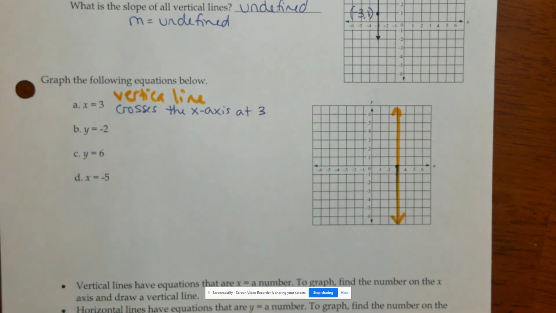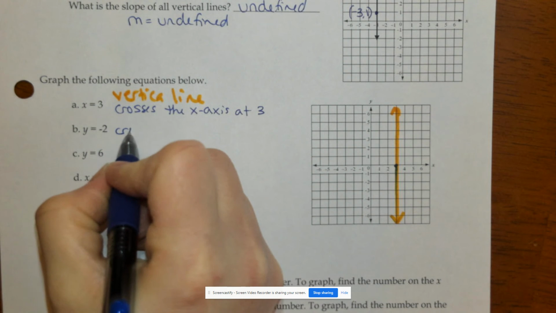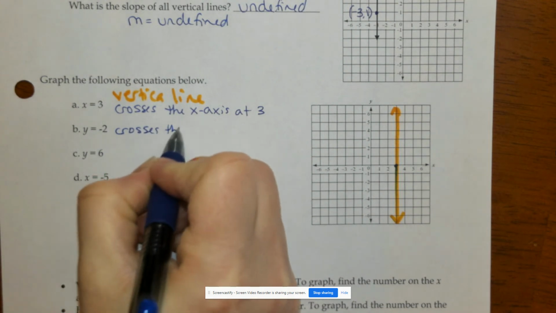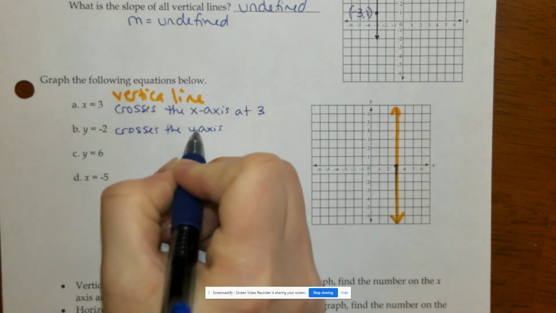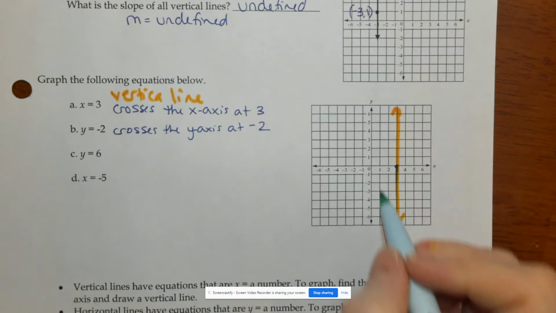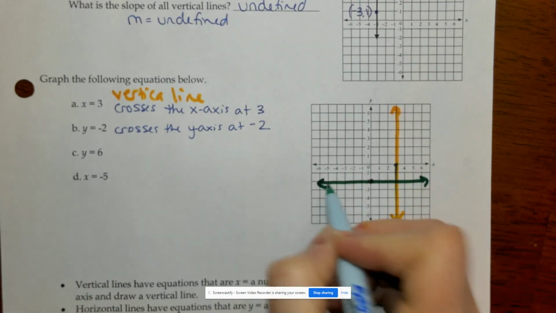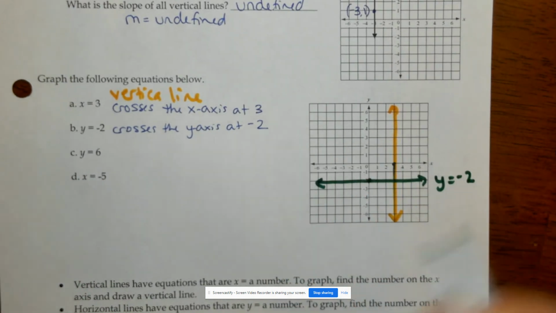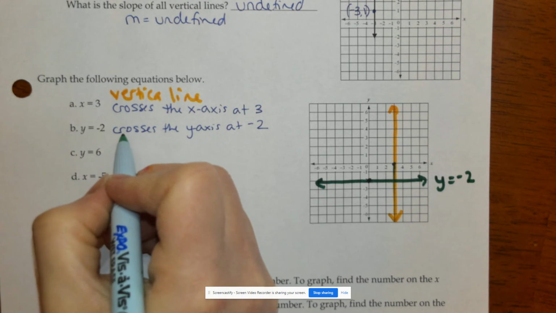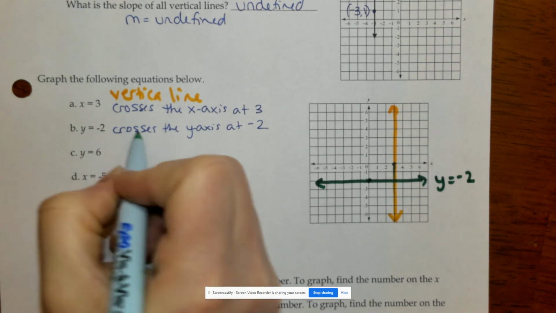So y equals negative 2 is the next one. So if you're going to take a guess, that means it crosses the y-axis at negative 2. So I'm going to look for the y-axis, I'm going to look for negative 2, and then I'm going to draw a line that crosses the y-axis at negative 2. So that is going to be a horizontal line.